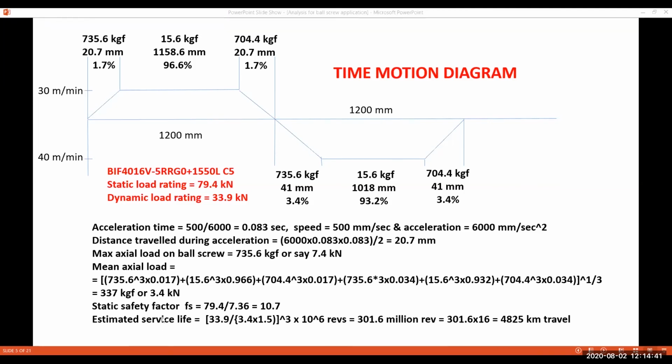Then the service life I calculate using the dynamic load rating. So 33.9 divided by the mean load of 3.4, and the load factor we have taken is 1.5. The whole thing cubed into 10 to the power of 6 revolutions. That means this is 301.6 million revolutions. And I told you, convert it into kilometer by multiplying 301.6 by the lead. The lead is 16 millimeter. So 16 into this, 4,825 kilometer. This is how I calculate the static safety factor and the service life of the ball screw.